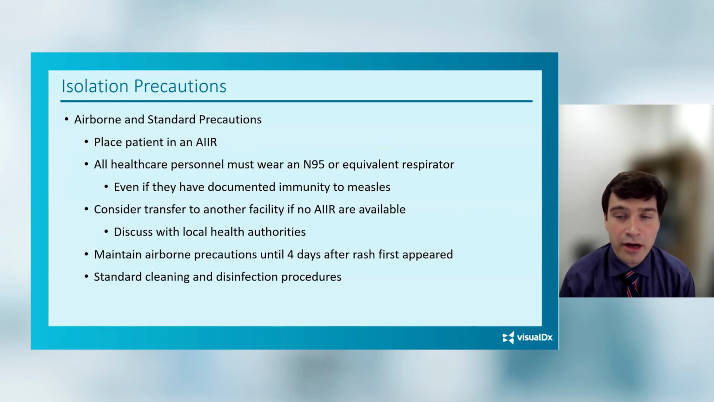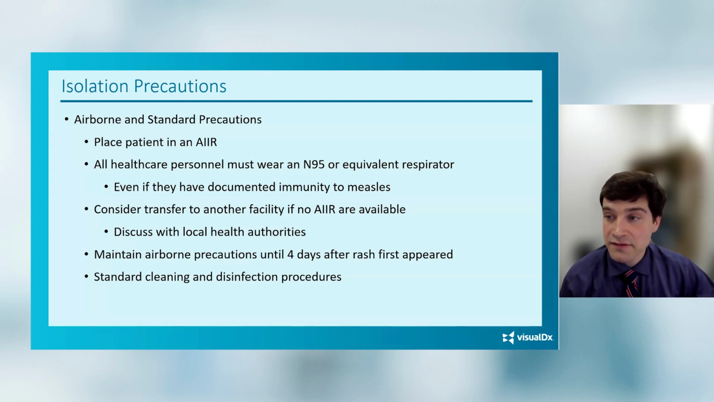These patients should be managed on airborne precautions, which means, again, they ideally would be in an airborne isolation room. All healthcare personnel must wear an N95 or equivalent respirator, even if they have documented immunity to measles. A regular face mask is not going to provide much protection at all against measles. You do want to consider transfer to another facility if you do not have an airborne isolation room available, but please discuss this with local health authorities before doing that. Airborne precautions are recommended until 4 days after the rash first appears.